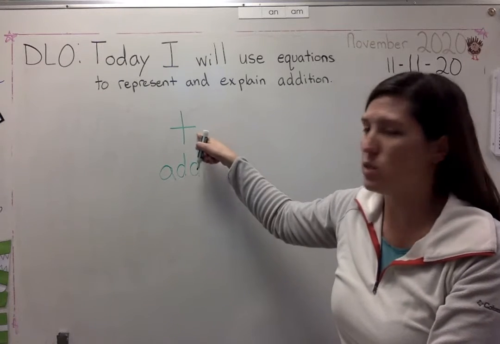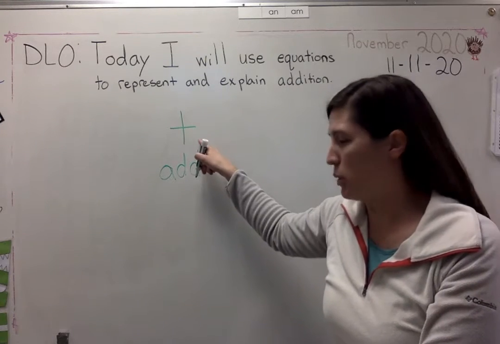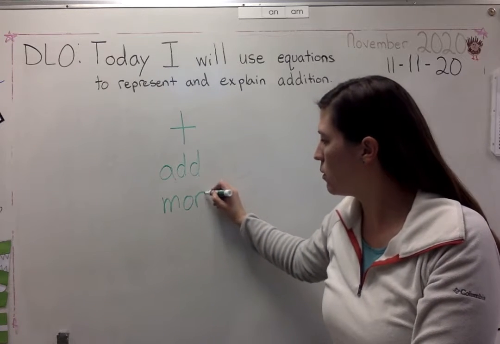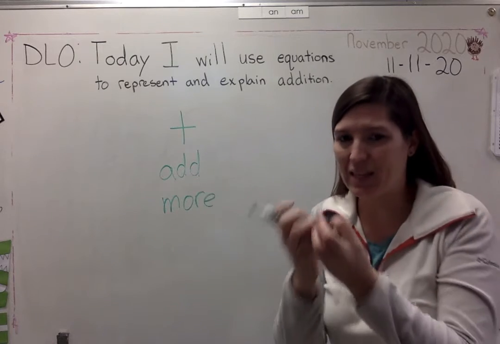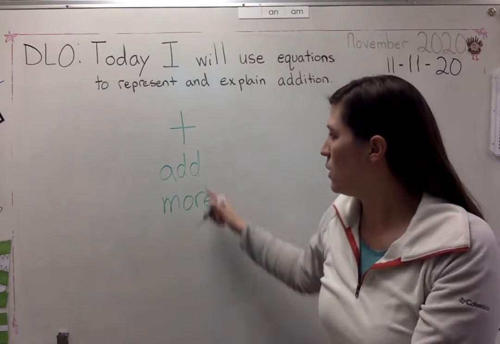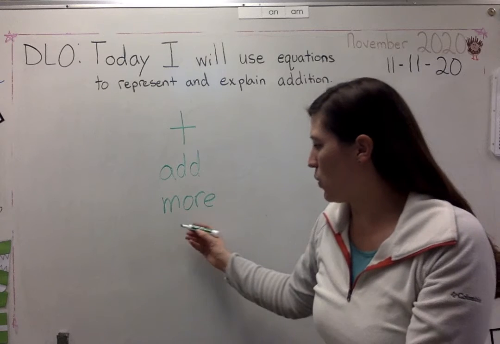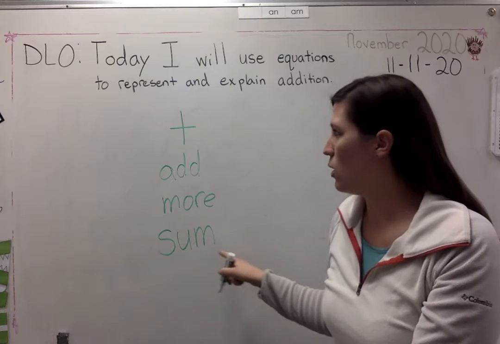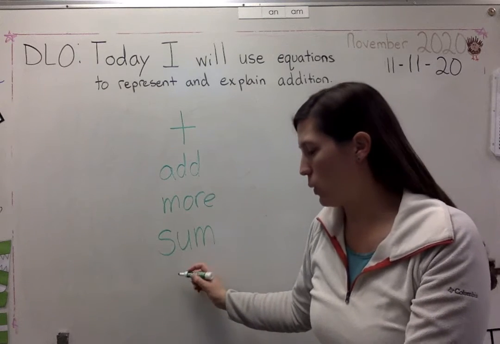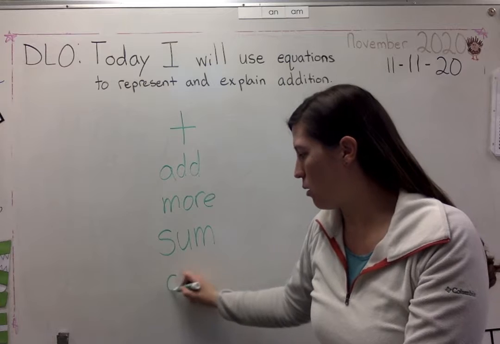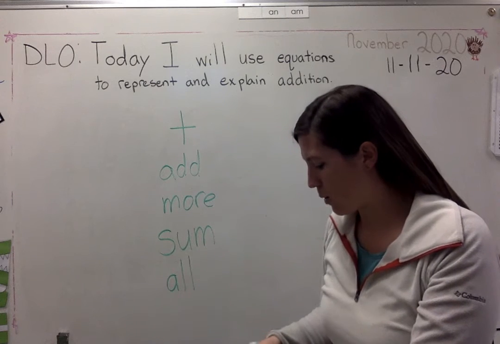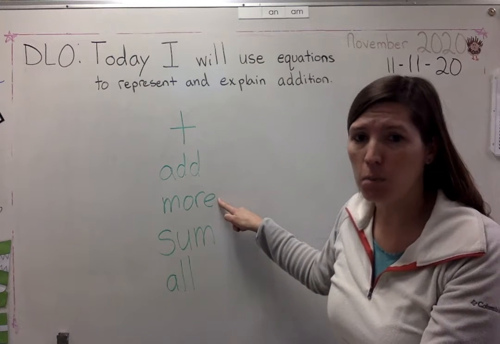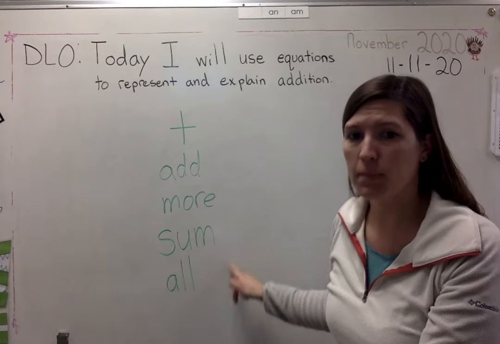So when we add, we're using our plus sign, plus symbol. When we add, we're getting more, because putting things together makes more. When we're getting more, at the end we're finding the sum. The sum is the total, all together. And the other word that we'll hear is how many in all. All. So say plus, add, more, sum, all.